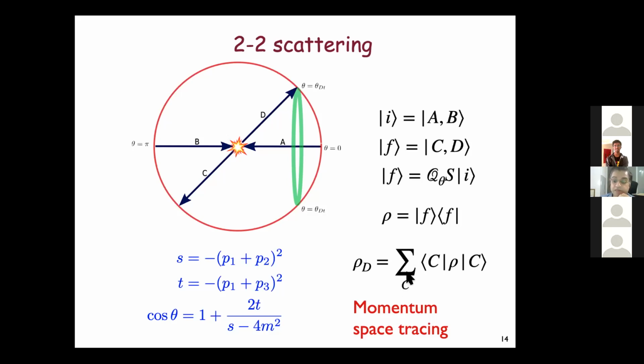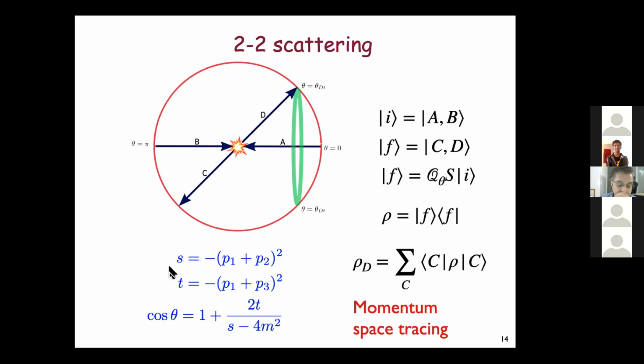So when we write something like this, in momentum space, if it is a scalar particle, what is labeling C is just the momenta, and you are going to sum over the final state momenta of the C particle. So this is momentum space tracing, which is not the usual way that you do entanglement entropy, because the way that you do it, at least when you think in terms of holography or in quantum mechanics, is either you trace over quantum numbers like spin, or you consider position space tracing. But this is different. This is momentum space tracing.